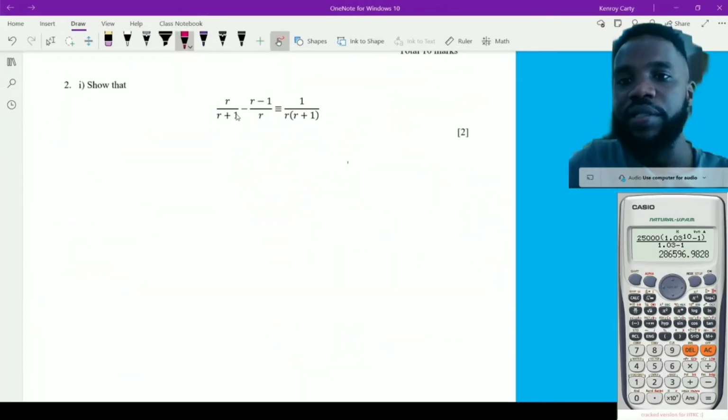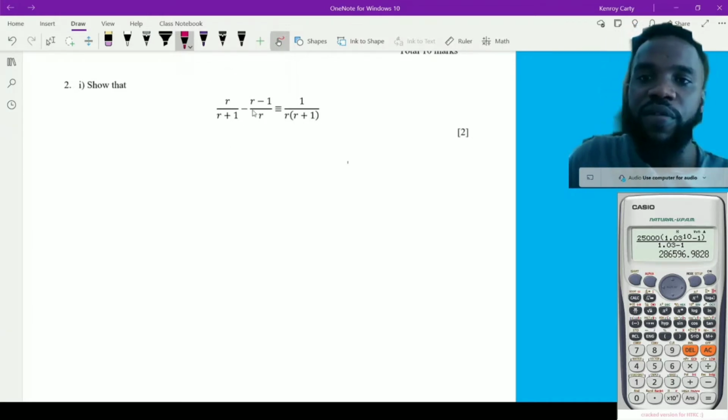Alright guys, we move to question 2. It says show that r over r plus 1 minus r minus 1 over r is equivalent to 1 over r into r plus 1. From the moment we look at this, we know that this is pointing at what we call the sum of a series by method of difference. So we know the follow-up questions to expect.